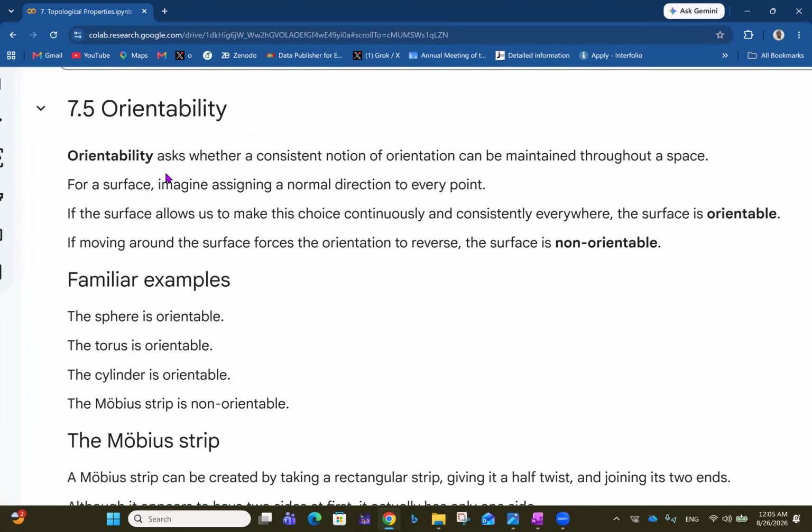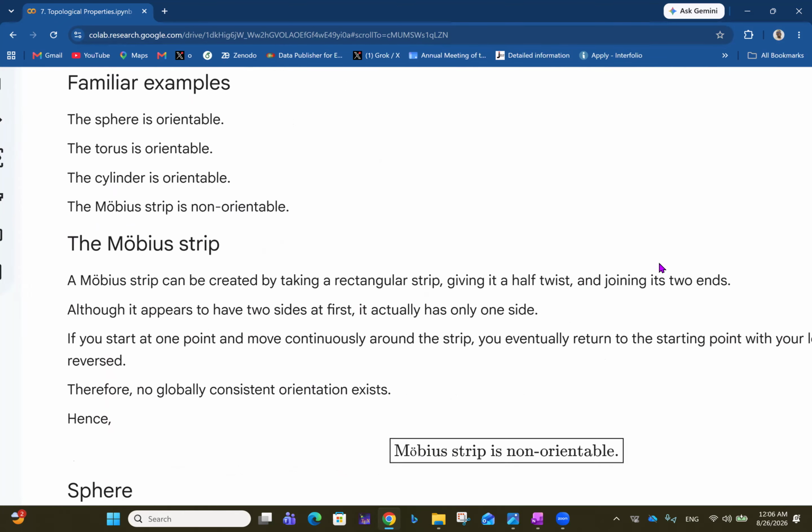For a surface, imagine assigning a normal direction to every point. If the surface allows us to make this choice continuously and consistently everywhere, the surface is orientable. If moving around the surface forces the orientation to reverse, the surface is non-orientable. So for instance, let's look at some familiar examples.